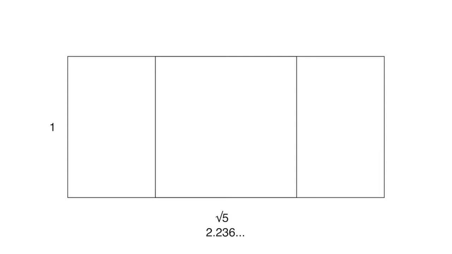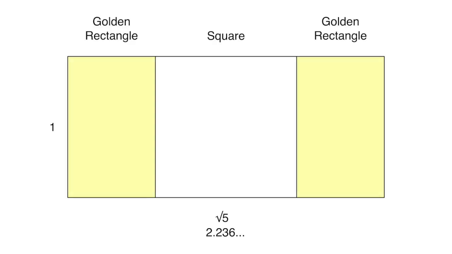Here all the process marks have been removed and you can see that we have a center square and two sections on the left and right. The two sections on the left and right, which are highlighted in yellow, are golden rectangles. The area in the middle is a square.